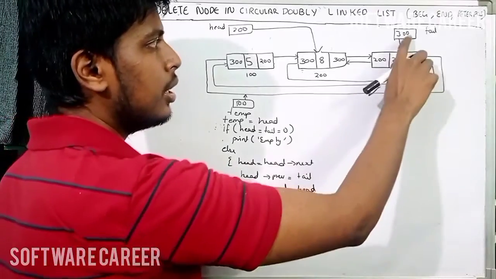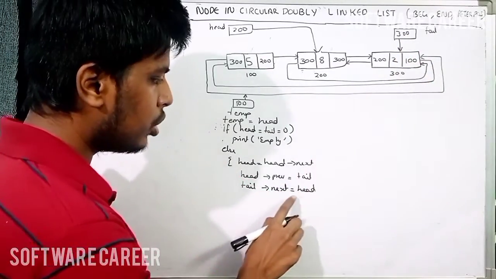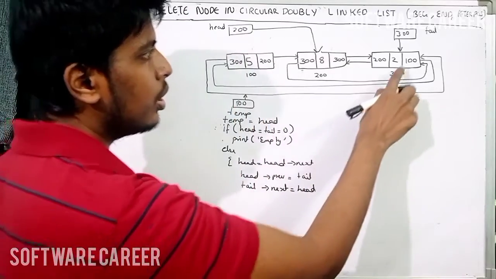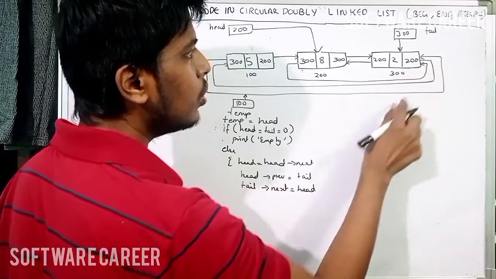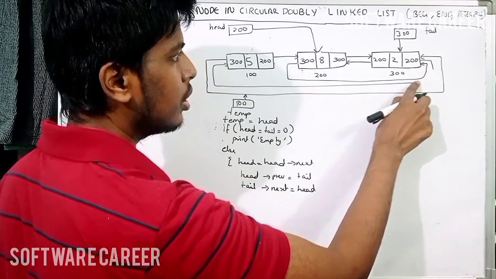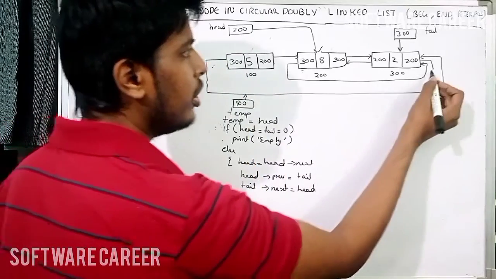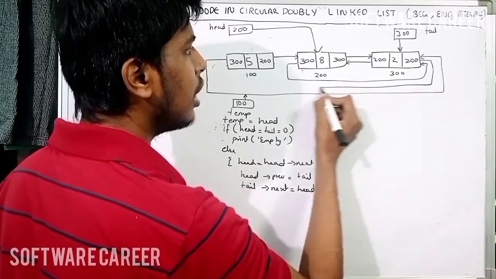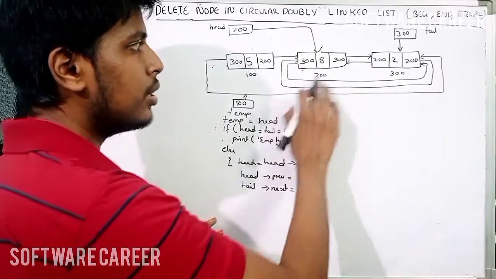Now see, tail is 300, so 300 next is this pointer. In this pointer I should store the address of head. Head is 200, so I am writing here 200. So this link will get cancelled, and it's pointing to the node which has address 200. So you have made it circular.